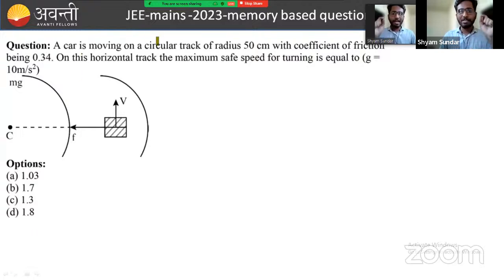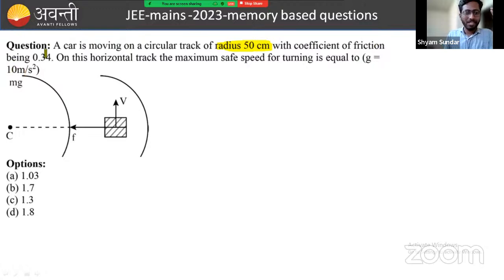A car is moving on a circular track of radius 50 centimeters. You might wonder, is there any possibility of a car moving in a 50 centimeter radius? Obviously, think of it as a toy car, with a coefficient of friction of 0.134.